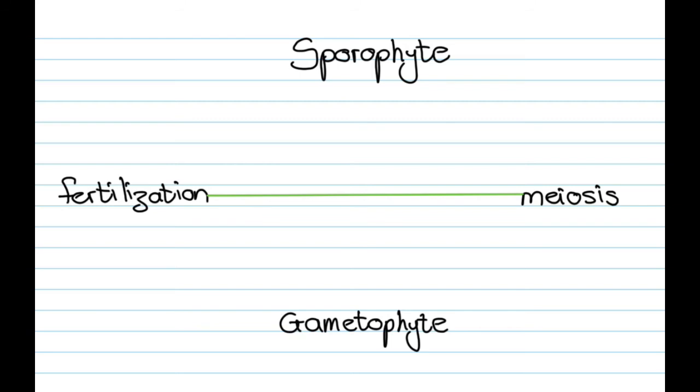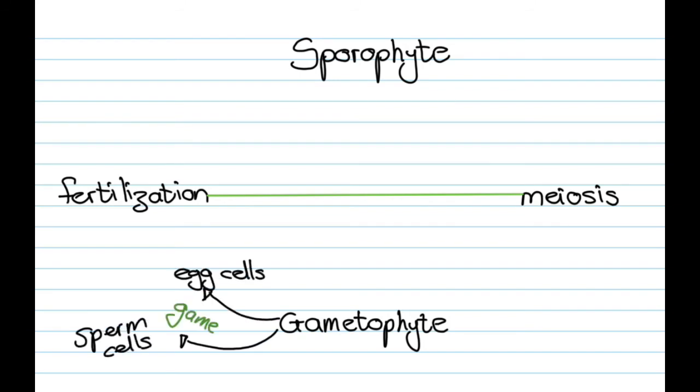First up, let's talk about the gametophyte. Now, the gametophyte is going to produce gametes. Now, remember, gametes can be sperm cells or egg cells. And when a sperm cell or an egg cell fuse, that process is called fertilization and will lead to a zygote. That zygote is going to grow into the sporophyte generation.